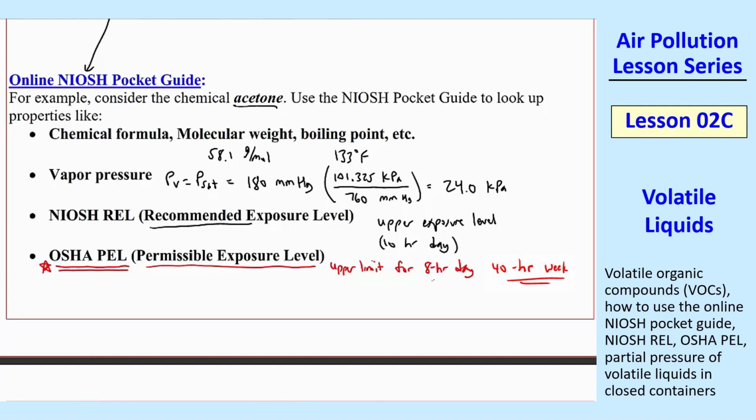So OSHA has determined the PEL, a permissible exposure level for a healthy worker in some job where he or she is exposed to chemicals. For this particular case, acetone, the PEL is 1,000 ppm. So if a typical worker is working 40 hours a week, 8 hours a day, 5 days a week for this company, and the air has acetone vapors in it at a level of 1,000 ppm, that's considered safe. Anything above that is considered a violation, and you can actually get fined if the company doesn't do anything about it.